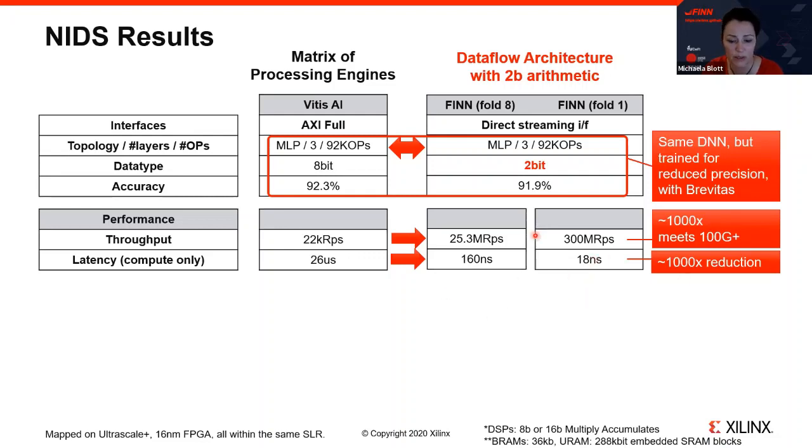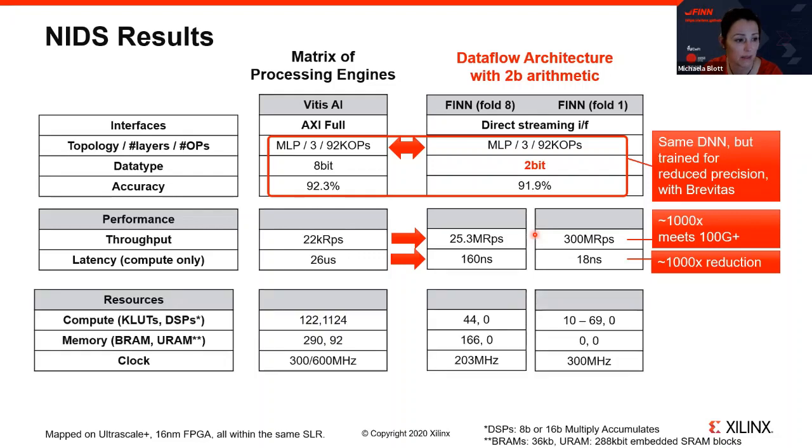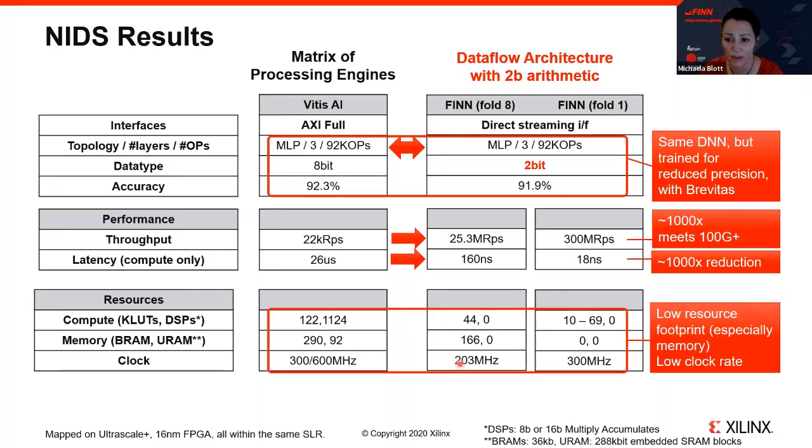So a huge reduction here. Now you might wonder, what are the hardware resource implications of this? I've broken this into compute and memory resources. In regards to compute, the FINN implementations are slightly smaller. We go from 122,000 LUTs and over 1,000 DSPs down to 44,000 LUTs. The Fold 1 is, again, a little bit higher in resources because I have more compute resources on the side. That goes up to 69,000 lookup tables.